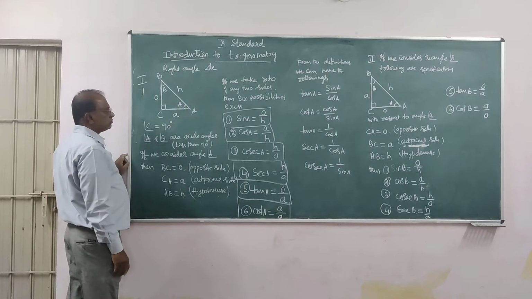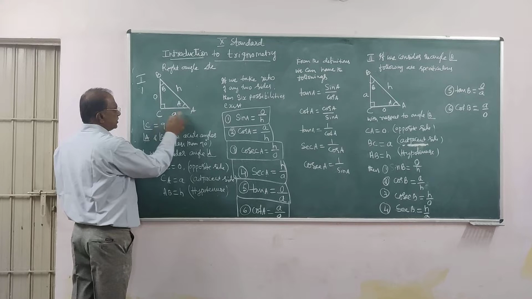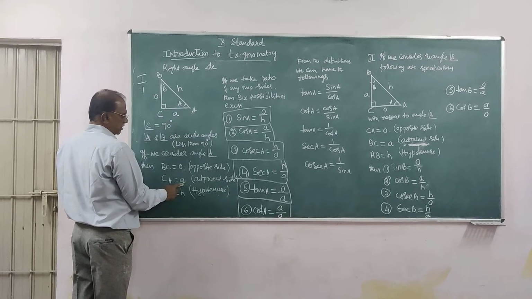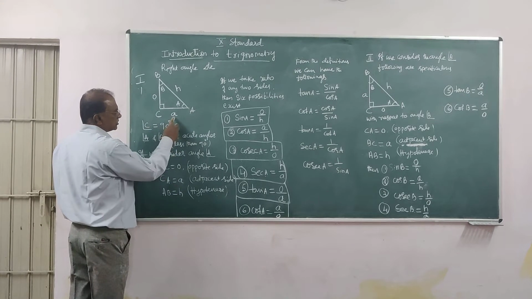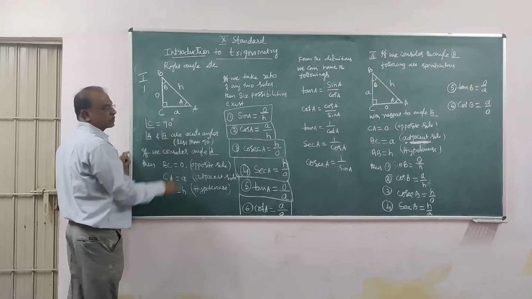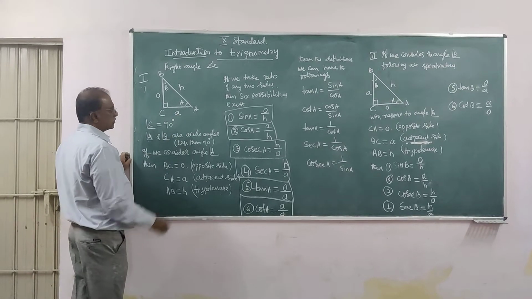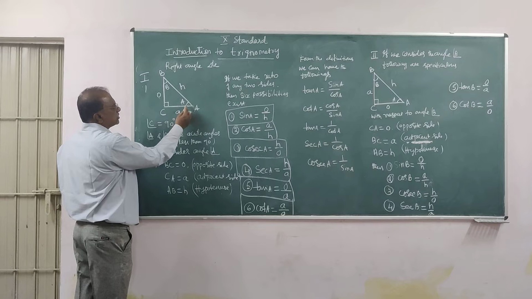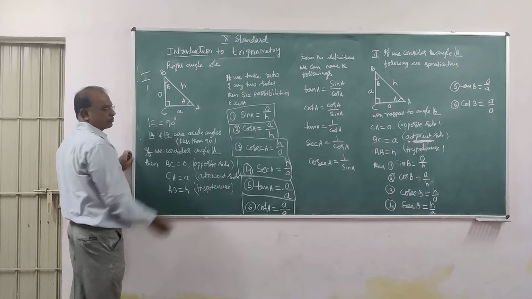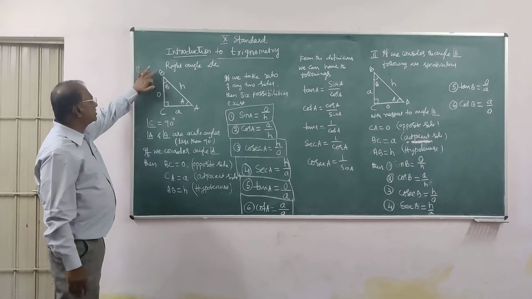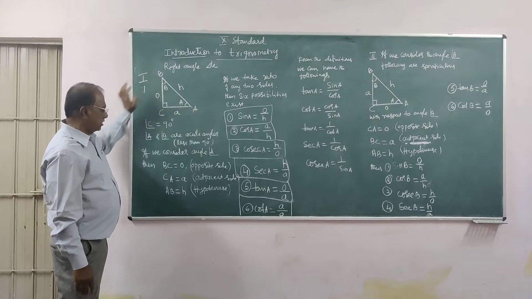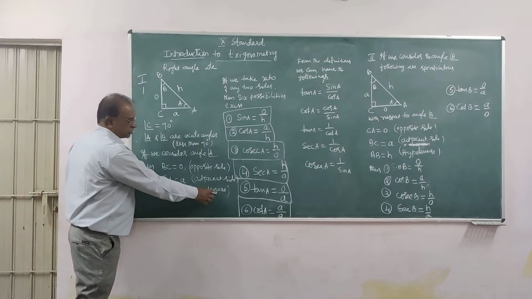The side CA is called the adjacent side, because this side is adjacent to the angle A. The other side, AB, is known as the hypotenuse.